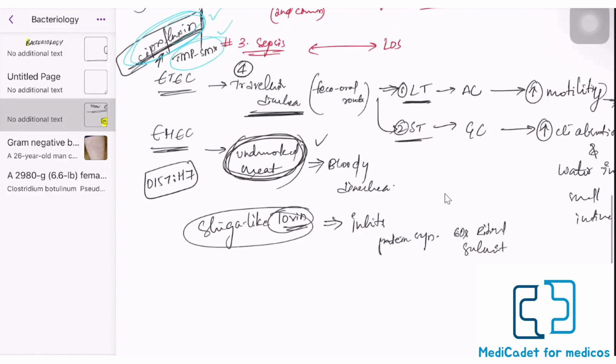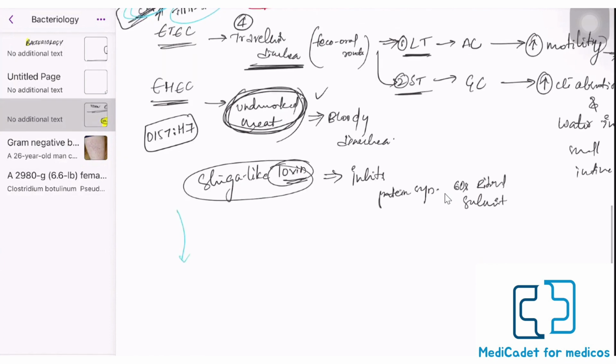And what is the complication that patients might get in enterohemorrhagic E. coli? One complication you have to see would be hemolytic uremic syndrome. That is the one complication you're going to see in the case of the hemorrhagic one, not the toxigenic one. So what will happen? There will be microthrombus formation in the case of this enterohemorrhagic E. coli infection.